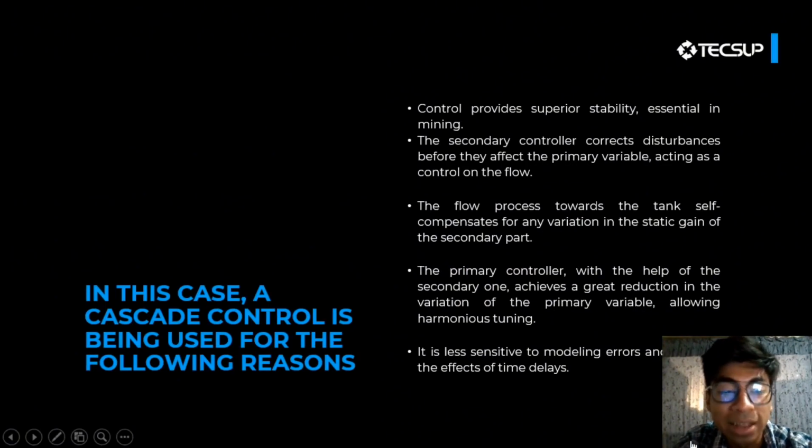Well, in this case, a cascade control is being used for the following reasons. Cascade control provides superior stability, essential in mining. The secondary controller corrects disturbances before they affect the primary variable, acting as a control on the flow. The flow process towards the tank self-compensates for any variation in the static gain of the secondary part, and the primary controller, with the help of the secondary one, achieves a great reduction in the variation of the primary variable, allowing harmonious tuning. Well, I will give the floor to my classmate.